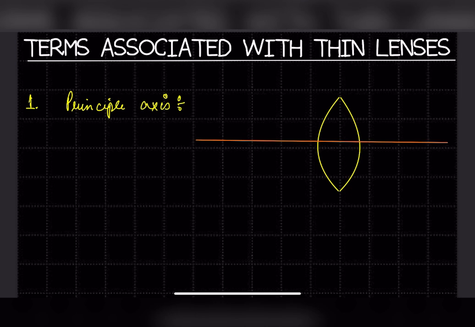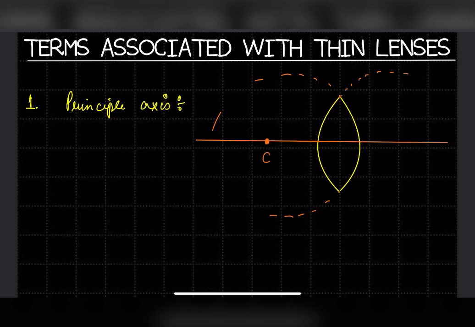Now, the thing is this principal axis. We know something more. We know center of curvature. What is center of curvature? Take this lens like this. This lens is taken from a sphere, right? So this sphere will have a center, and we call it the center of curvature. Got the point? So let's say this is one, another is this one.